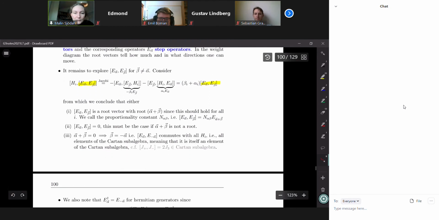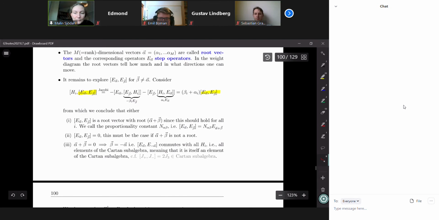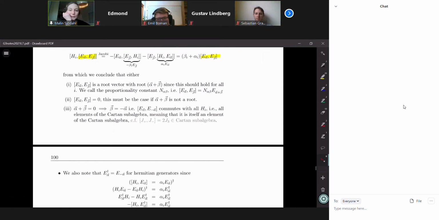So it is then itself an element of the Cartan subalgebra. And here we can compare to SU(2). We had some J plus and some J minus, that was 2J3. So the commutator of step operators was something in the Cartan subalgebra. So it's the same pattern that we see here.